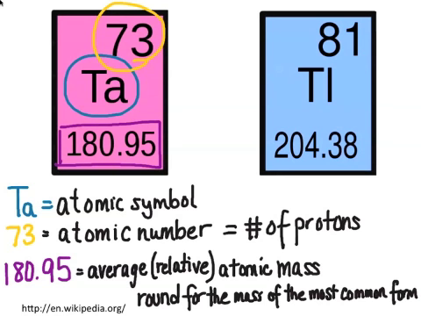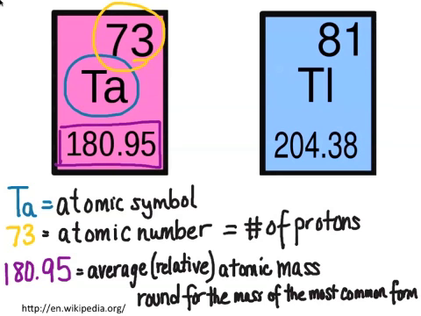In this case, for tantalum, we would round to 181. That would tell me the most common form of tantalum. If I wanted to know the mass of a natural sample of tantalum, it would have all of those isotopes within it. So I would use the 180.95 to represent the mass of that sample, because a natural sample would have that whole complement of all the isotopes within the sample.